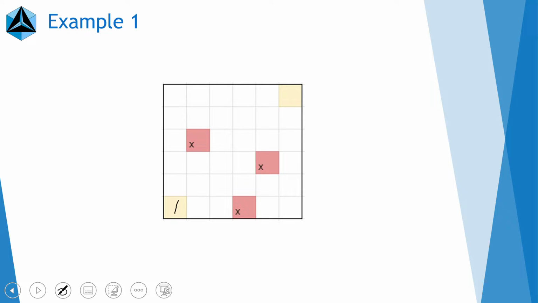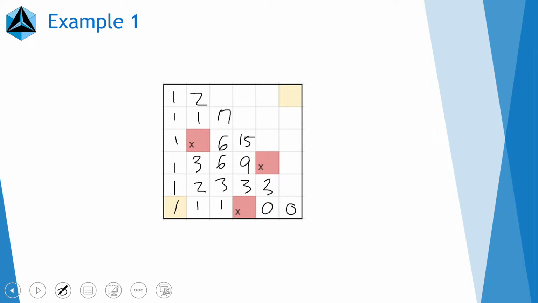So if I just take a moment to fill this out: 1, 1, 1, 1, 2, 1, 1, 3, 3, 1, 6, 3, and so on, filling in the rest of the grid, and then our answer is going to be 123. So let's check that.